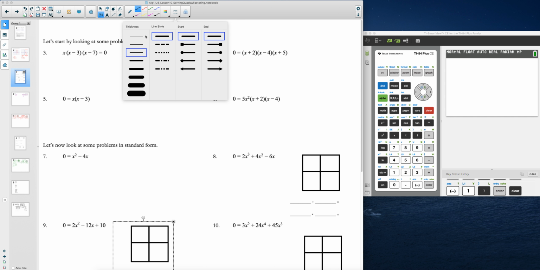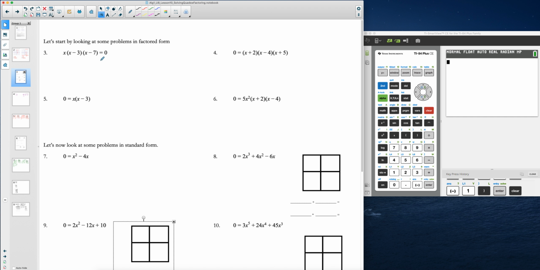Now, here's what we know, and here's the zero product property: if this is equal to 0, and this is a product, then one or all of these things could be 0. So I take the first factor, x, could be 0. That means x minus 3 could be 0. That means x minus 7 could be, you guessed it, 0.